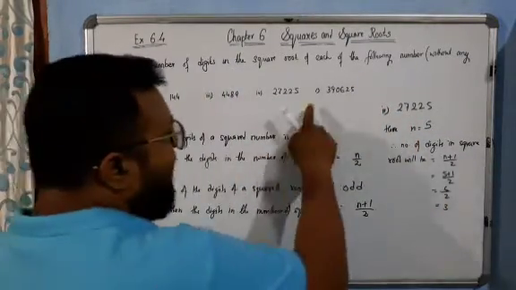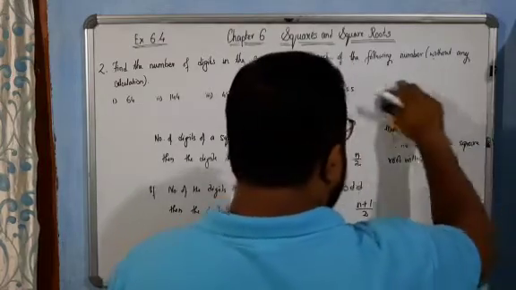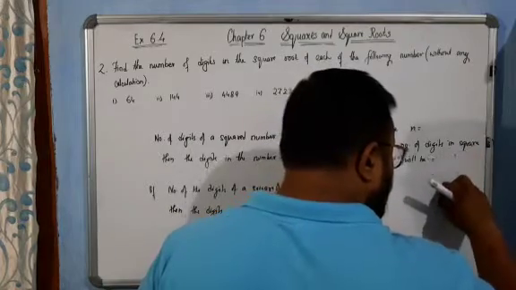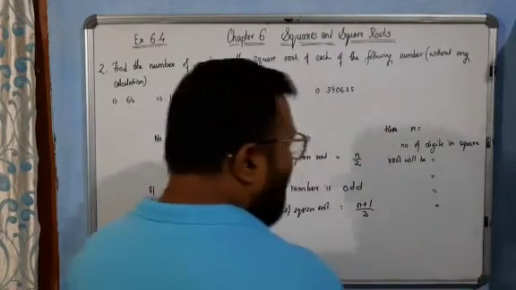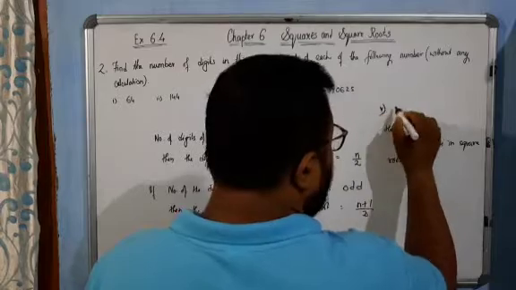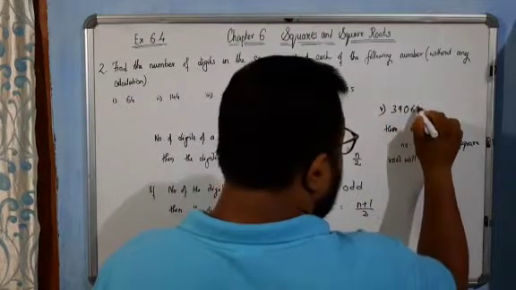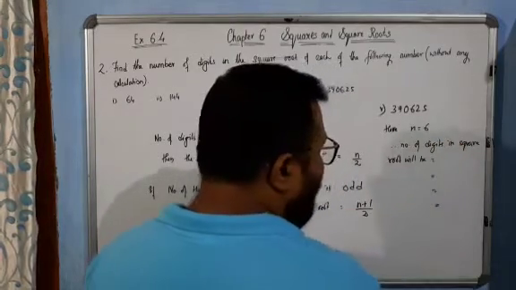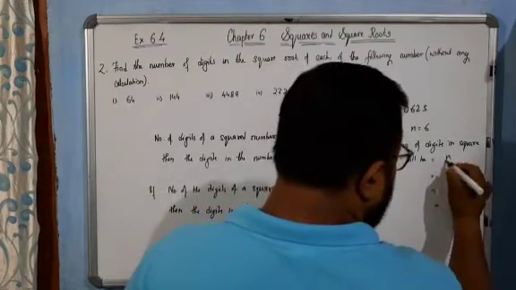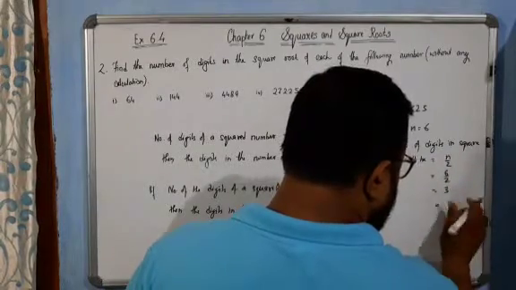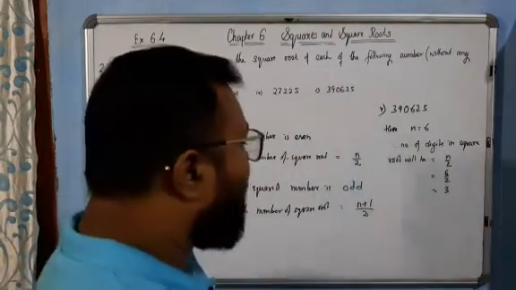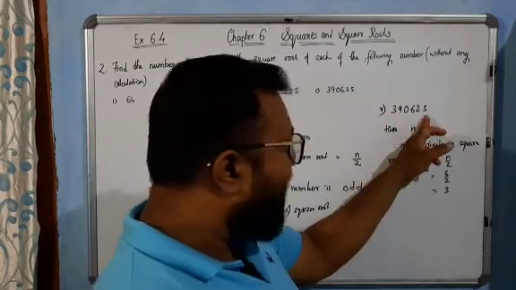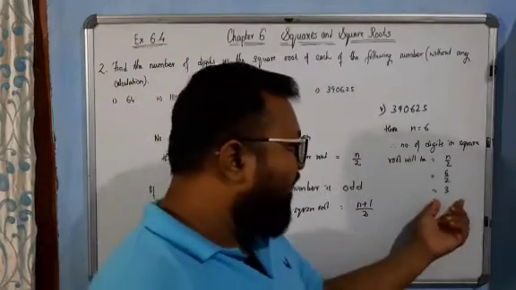Okay, and lastly the fifth one. In the fifth one, what will happen? I am not rubbing all the answers, simply the formula what I am writing here. The fifth one is 390625. So here 1 2 3 4 5 6, n is 6, that is even number. It means n by 2 means 6 by 2 means 3. So if we make a square root of this 3,90,625, we will get a result which will have 3 digits in it.